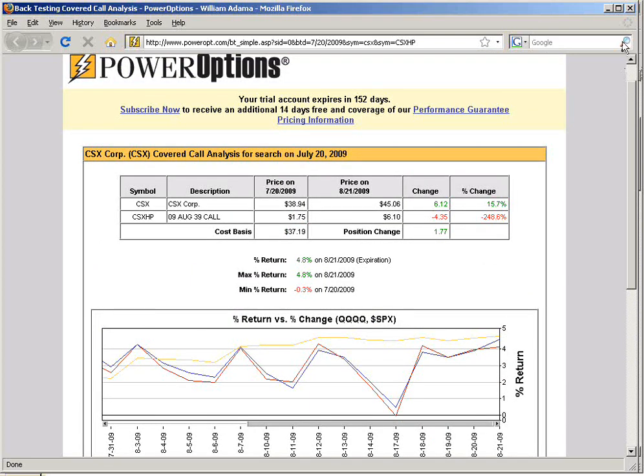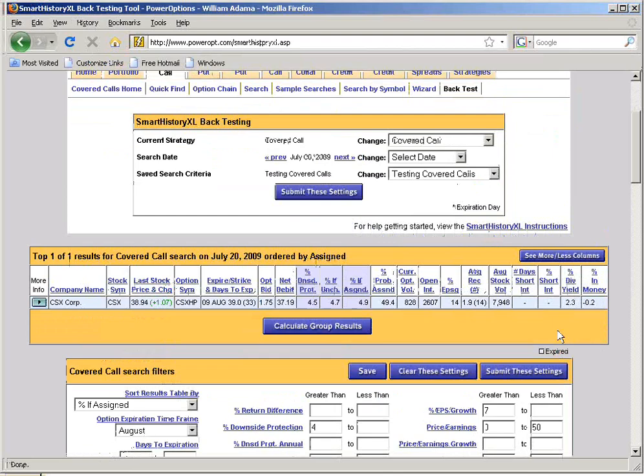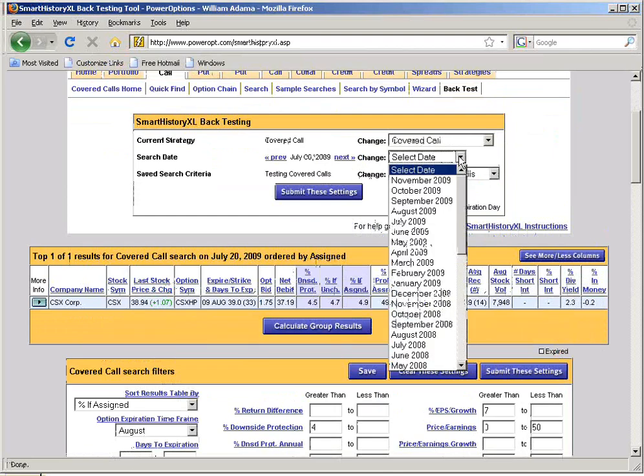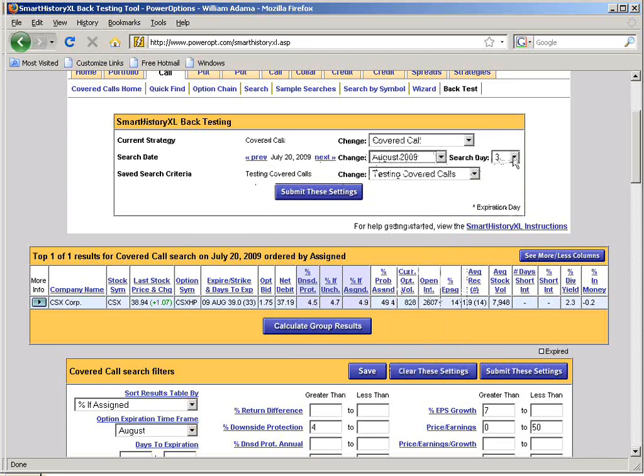Okay, we only had one trade that matched our criteria. It was successful. Let's move forward now. Let's go back into the screen, and what I'm going to do is select another date. We just ran from July to August. Let's see if there were new positions that would have come out.